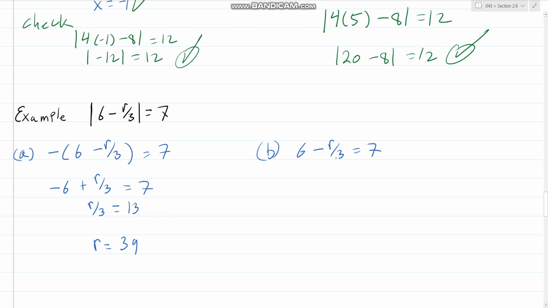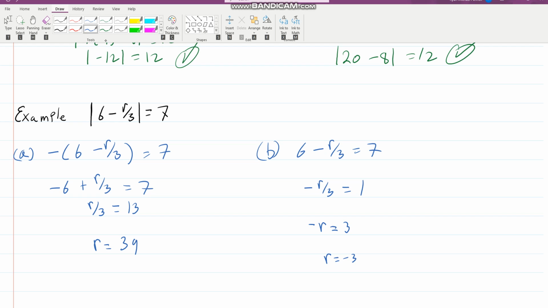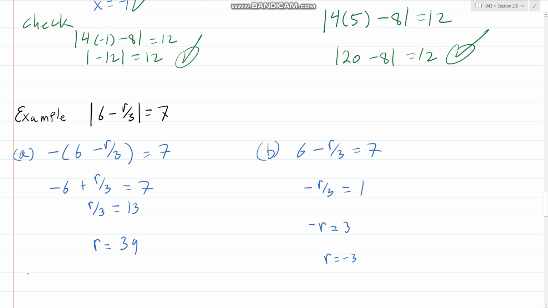All right, for this one, it looks like we're going to need to subtract 6 on both sides. So I get negative r over 3 equals 1. And I can multiply both sides by 3. If I do that, I get negative r equals 3. And if I multiply both sides by negative 1, I get r equals negative 3. And so I need to check both of those to see if they work. So I'm going to check.